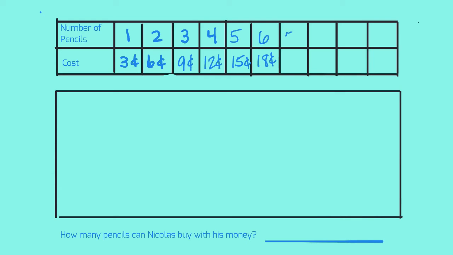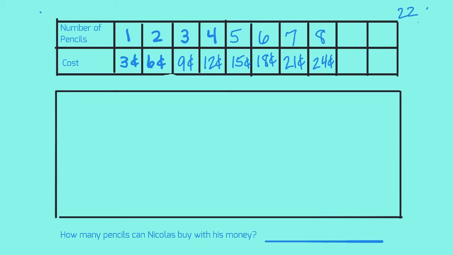Let's go ahead and go to 7. How much would that cost? Get ready. 21 cents. Good. So let's go ahead and do 8. Get ready. 24 cents.